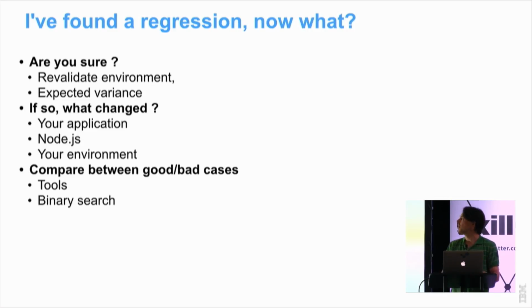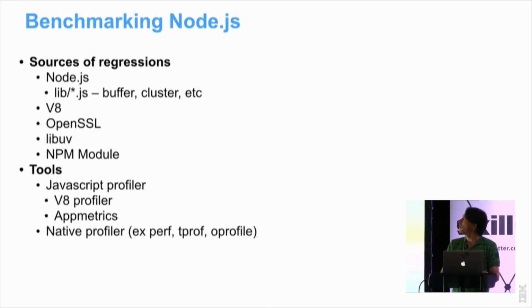If you're sure that there is a regression, then you need to have a look at what's changed. Is it your application code? Is it Node? Is it that you've upgraded to a different machine? There's a few different things that you can use to try and work out what the cause of the regression is. There's various tools, which we're going to look at in a second. Second one would be just doing a binary search of the code changes between your good and your bad build. That's useful in some situations, maybe not so useful in others.